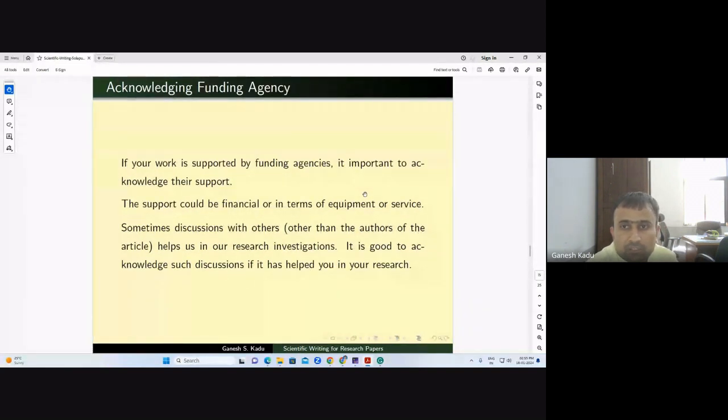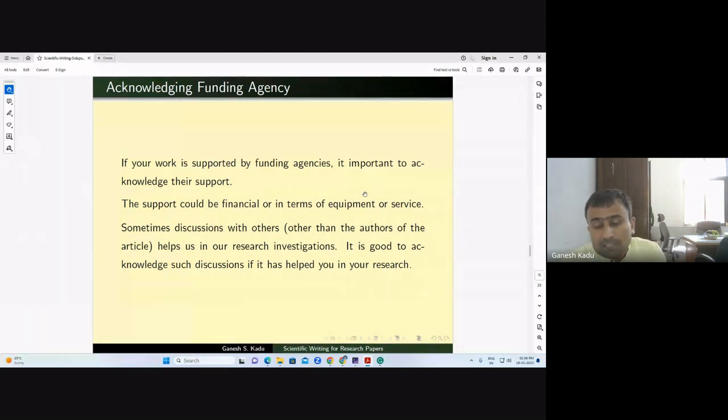Funding agency, like I mentioned, it is important to acknowledge, because many times, for instance, if you are working on a DST project or some government funded projects, then they see to it that you acknowledge them in your research papers, for instance, or in the reports that you write. They see to it that you acknowledge, because at the end of your project, they ask you to present the output of your project, and they ask you to submit your papers.